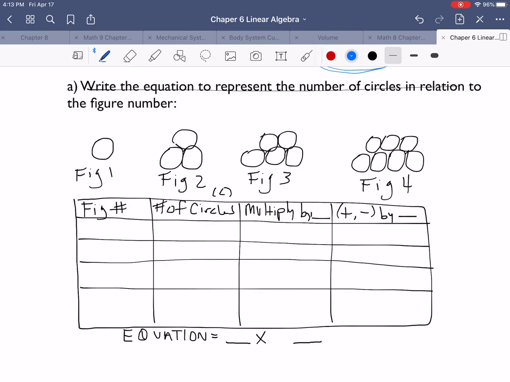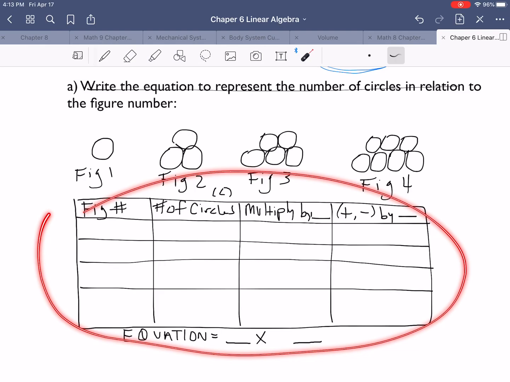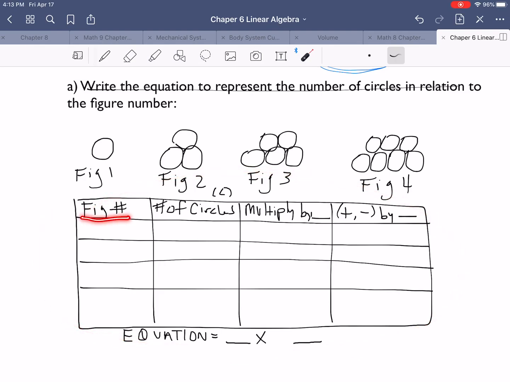So make sure you have a piece of paper. I'm going to pause it now and draw this chart right here. Make sure that you draw this chart. On the top, you should have figure number, number of circles, multiply by, add or subtract by. We're going to work through this problem together, and you're going to have to solve it.